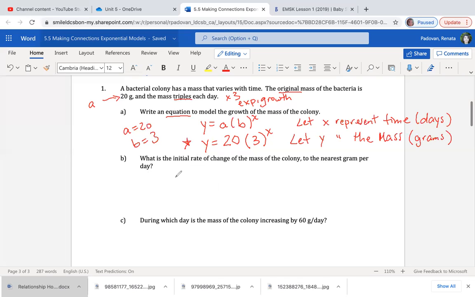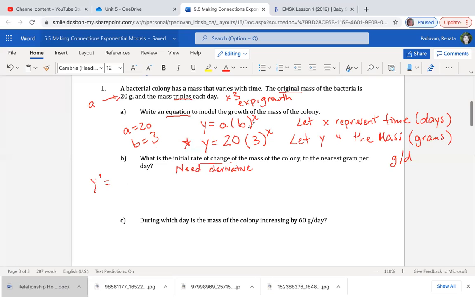So obviously we're going to be using that here. What is the initial rate of change of the mass of the colony to the nearest gram per day? So we're looking at grams per day. Okay, so what is the initial rate of change? Rate of change is telling us that we need a derivative. So again, I have the equation right there. You could rewrite it, but I don't see the need if it's right in front of you.